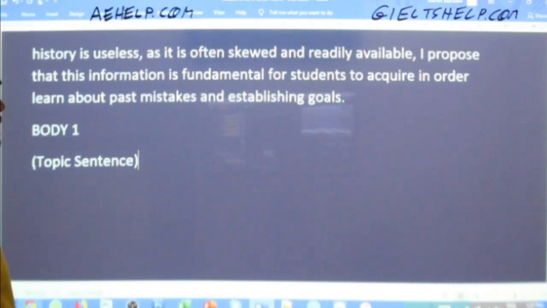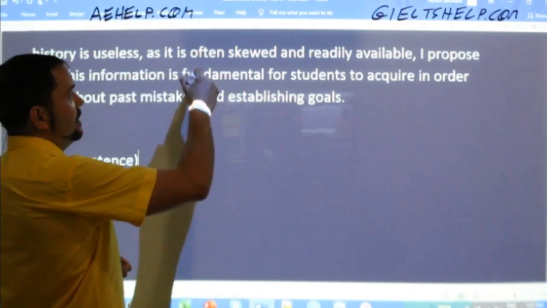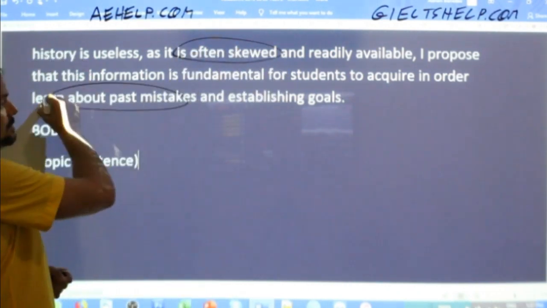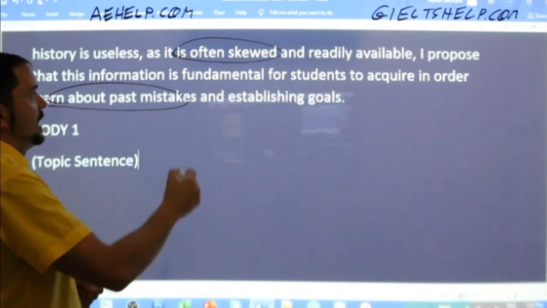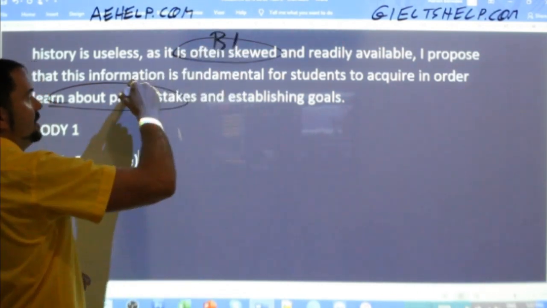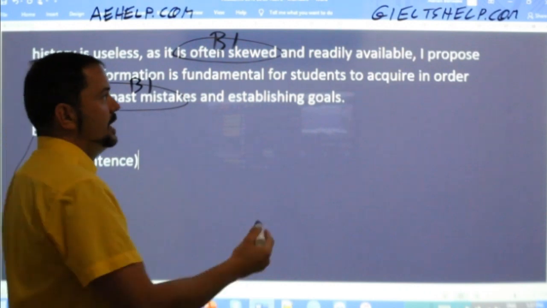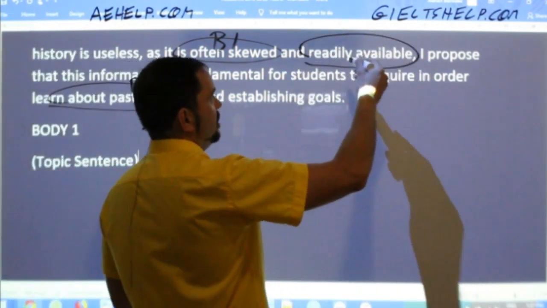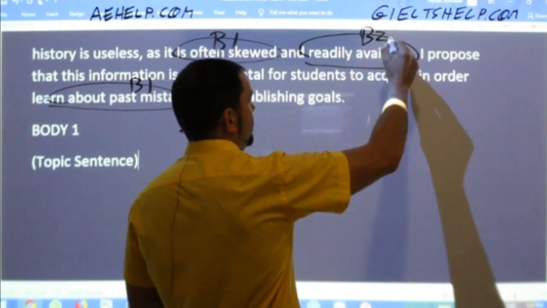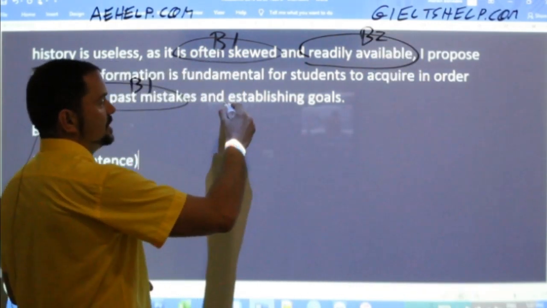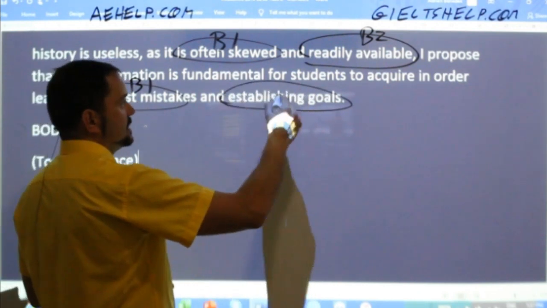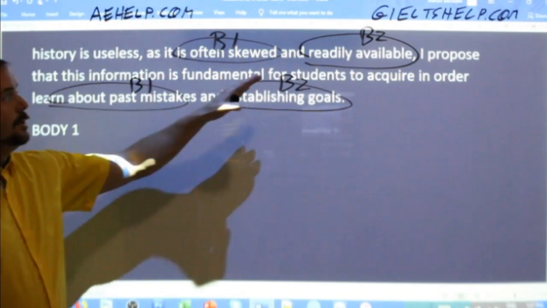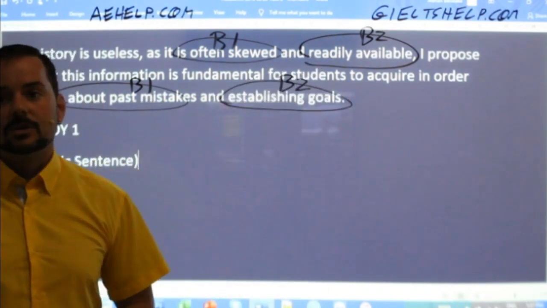So for body paragraph 1, you can take this. It is often skewed and learning about past mistakes. So that can be body paragraph 1. That's one strategy, absolutely. And then body paragraph 2 can be information is readily available. And then switching to the positive side of helping to establish goals. Okay, so body 1, body 2. That's one way that we can do it.